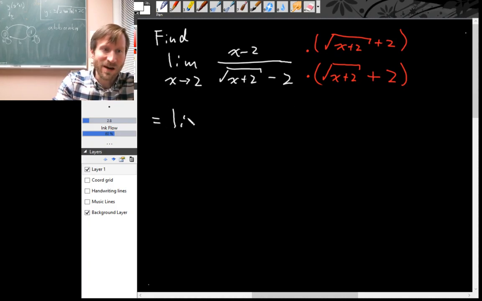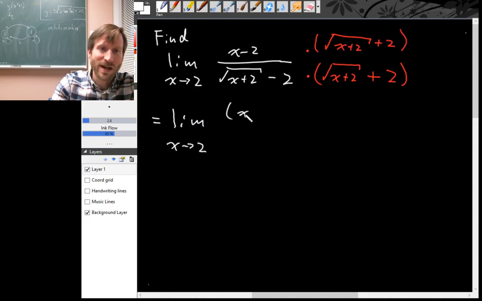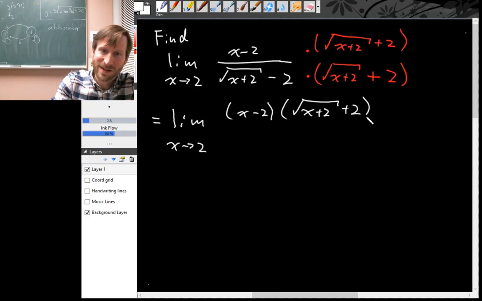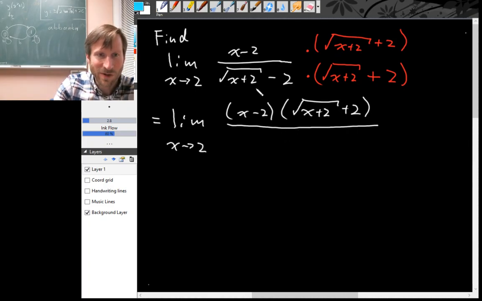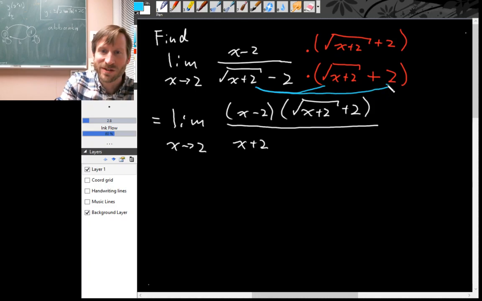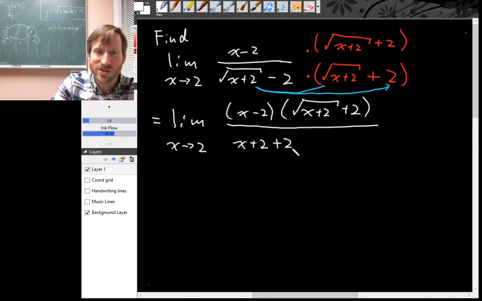Okay, let's multiply everything out. We get the limit as x goes to 2 of, in the numerator, x minus 2 times the square root of x plus 2 plus 2. So the numerator looks pretty bad, but in the denominator, let's distribute everything. We get square root of x plus 2 times square root of x plus 2. That's x plus 2. And then we get square root of x plus 2 times 2. That's plus 2 square root x plus 2.